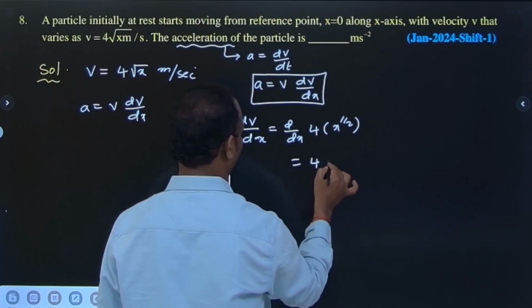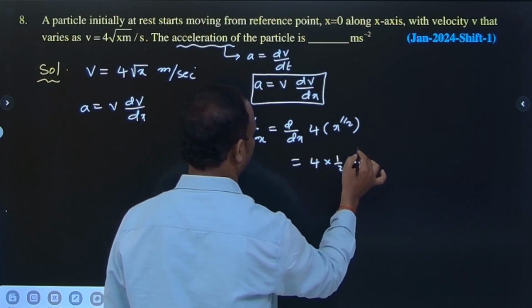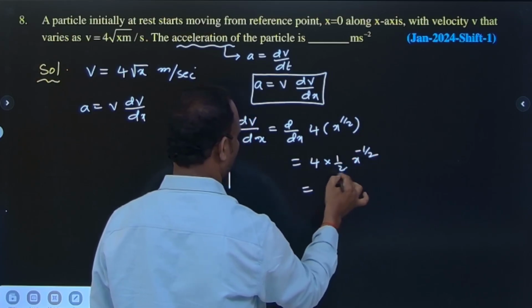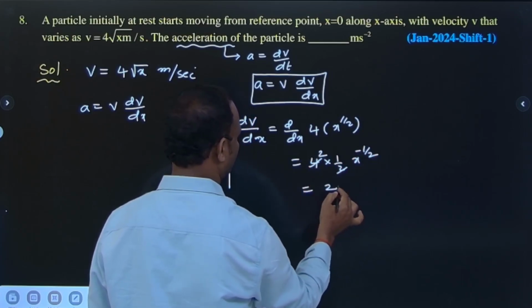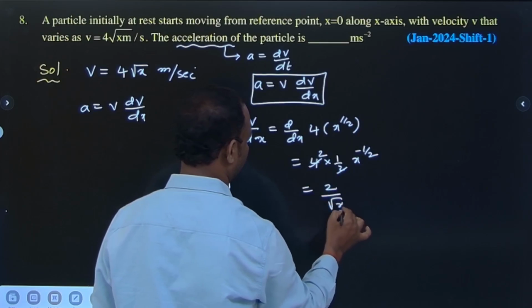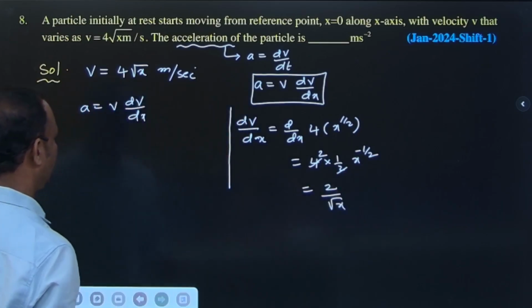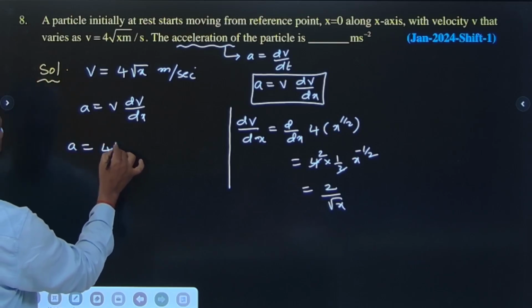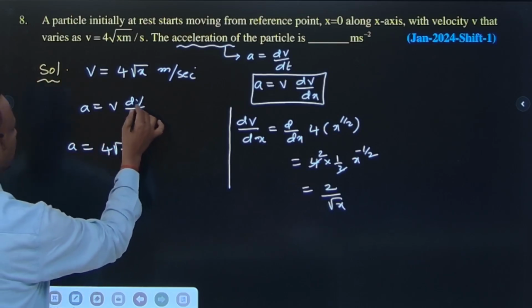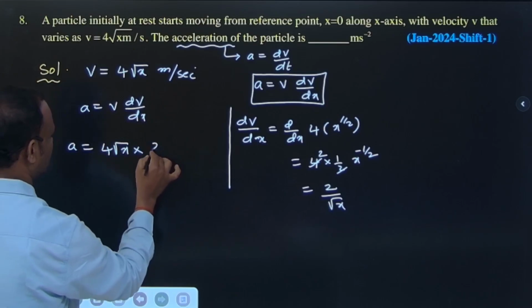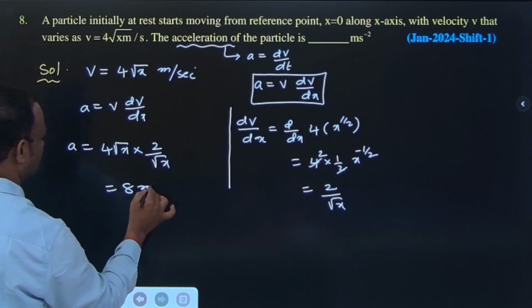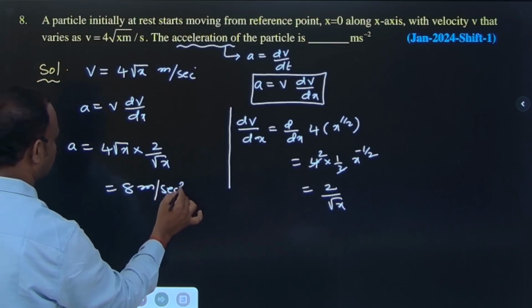This is 4 into 1 by 2, x power 1 by 2 minus 1, which is 1 by 2, so it's 2 by root x. Okay, so now we can move on. A is equal to what is given? 4 root x into dv by dx, which is 2 by root x. So your answer is 8 meter per second square.